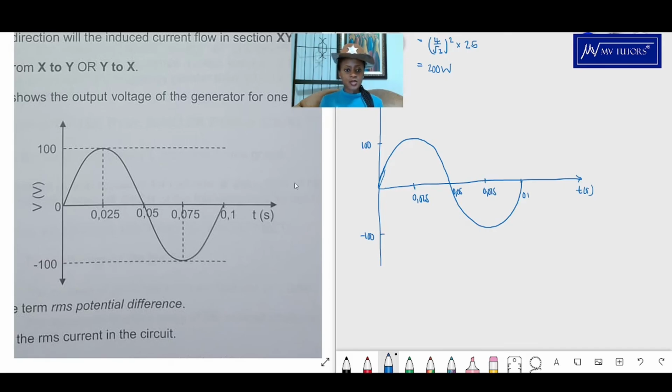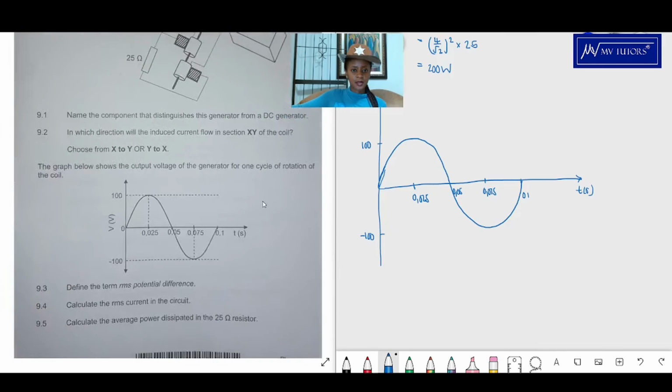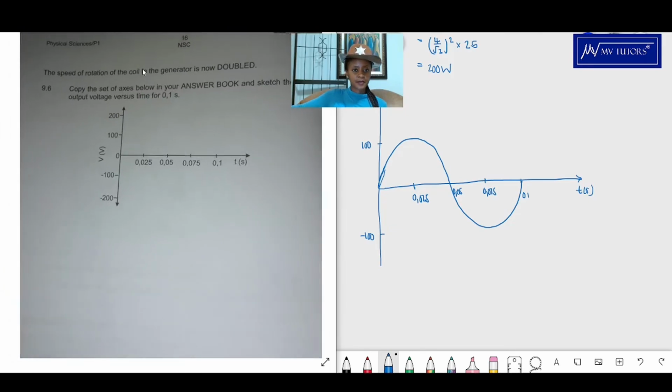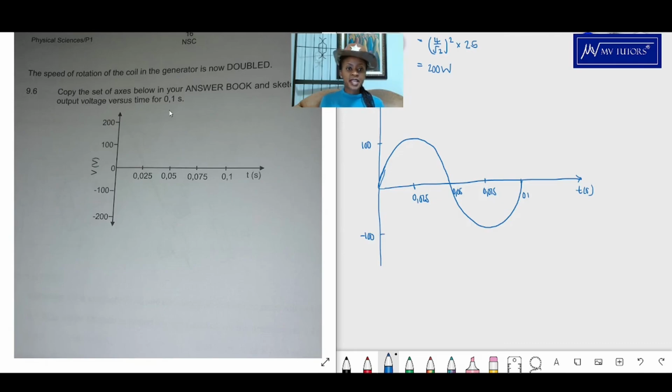Okay, so now in this question they say the speed of the rotation of the coil in the generator is now doubled. So if your speed is doubled, what would happen is your voltage also increases. By how much? Well, they said it's doubled, so it will also double. And also your speed talks about time, so not only will you reach a higher voltage, but you will reach it in a shorter space of time.